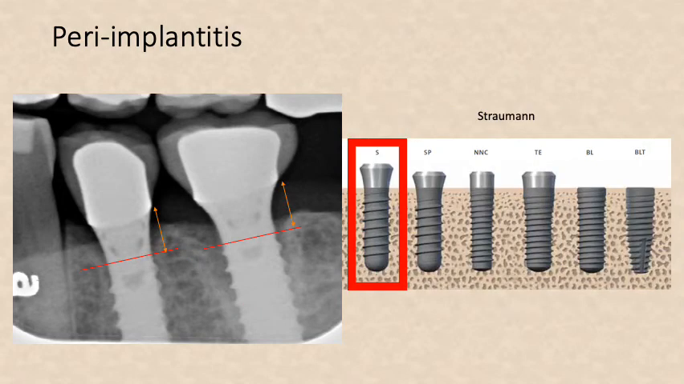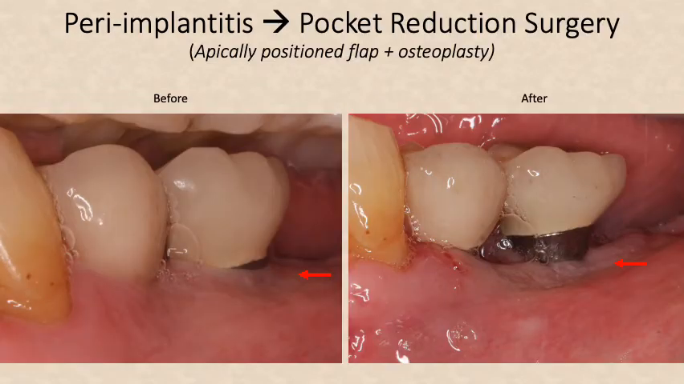And this is the level where the bone should have been during implant placement. Unfortunately, it was placed deeper than necessary by someone, and this is the implant system that was identified through the radiograph. It has a polished collar of 3 millimeters, and this is the bone level as the manufacturer, which is Straumann, recommends, which was not followed in this particular case. And what was performed on this patient was pocket reduction surgery, which involved apically positioning the flap and osteoplasty, meaning we created recession.